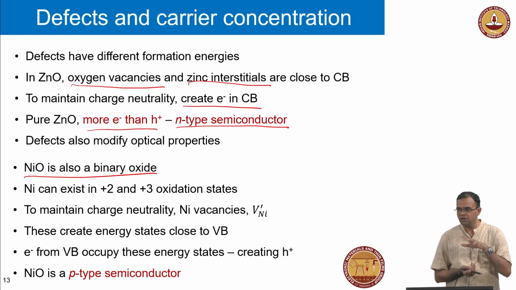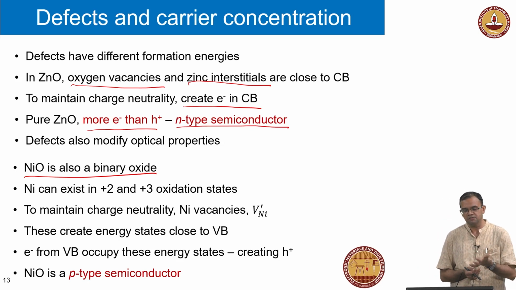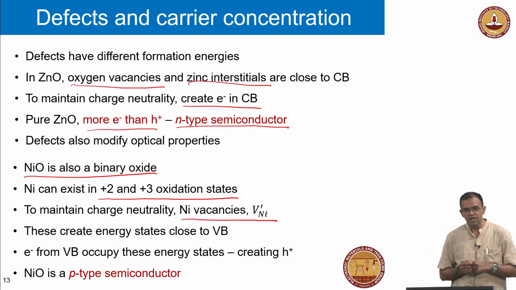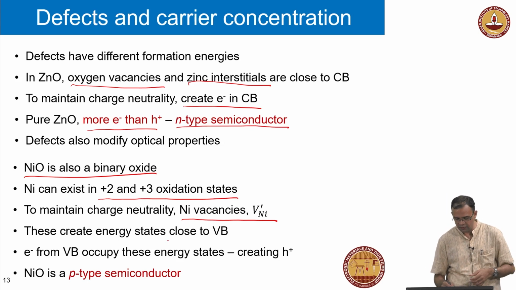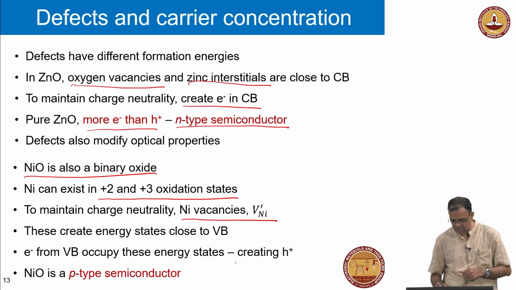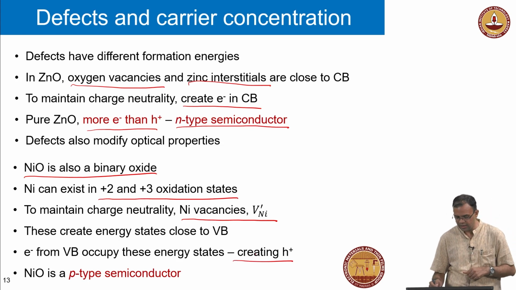If I have pure nickel oxide, we normally say nickel plus 2, but nickel is a metal which can exist in multiple oxidation states, so you can have plus 2 and plus 3 states, and again to maintain charge neutrality you tend to have nickel vacancies. These vacancies, because remember I have a site that is plus, by removing it I am actually creating an extra negative charge. To balance that we need more holes. So if I have these nickel vacancies, these are located close to the valence band, and then electrons will jump and occupy these states, creating excess holes.